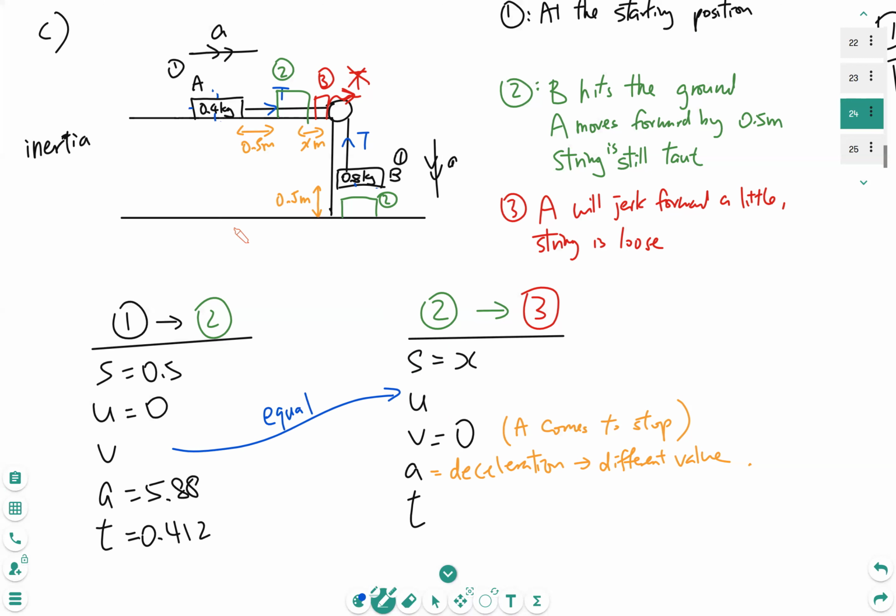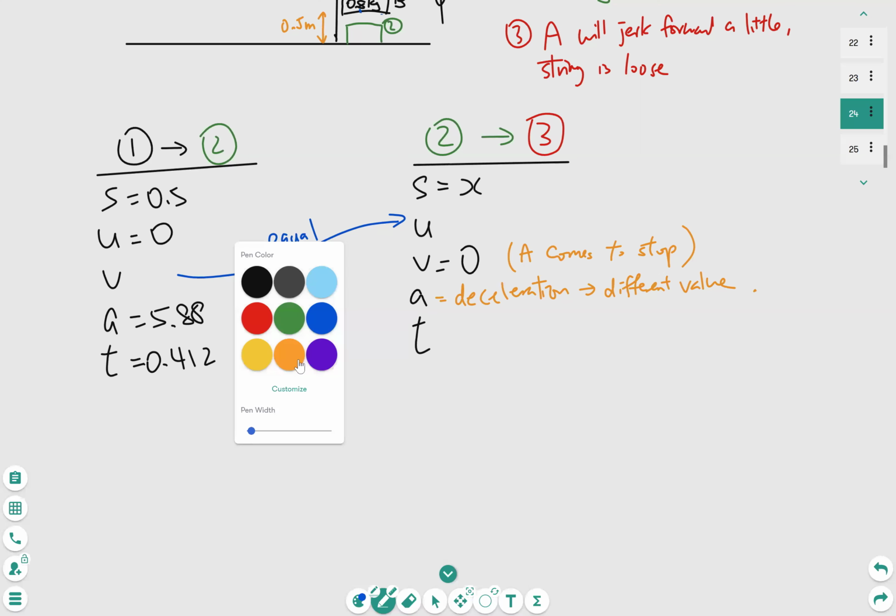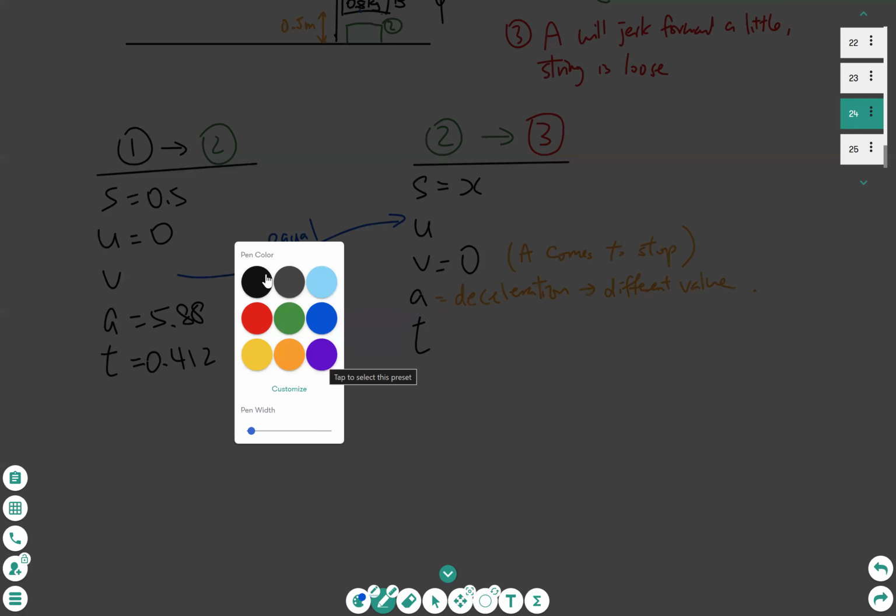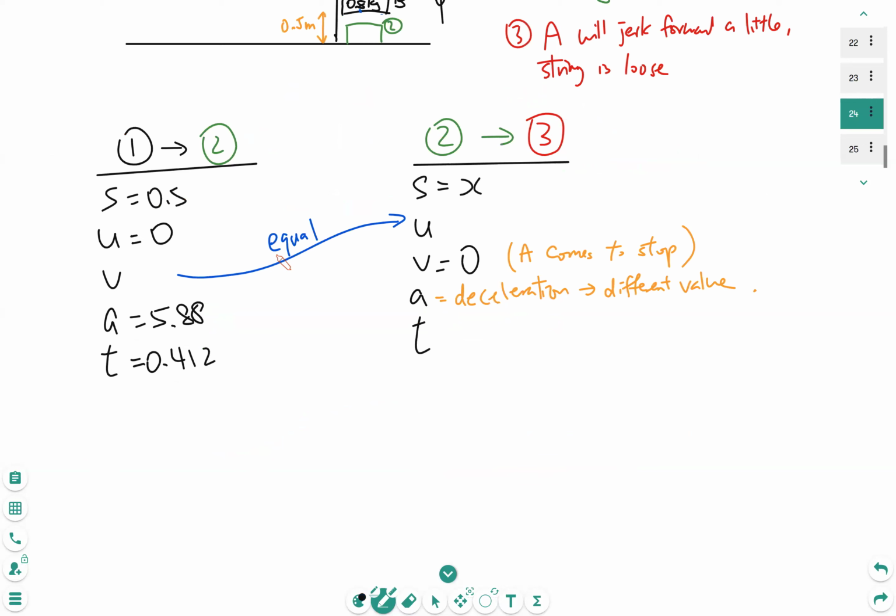The final velocity from motion 1 to 2 is the initial velocity from motion 2 to 3. So our first step is to work out the final velocity from motion 1 to 2 and put it into the initial velocity for motion 2 to 3. Let's do that. V equals U plus AT, so V equals 0 plus 5.88 times 0.412.